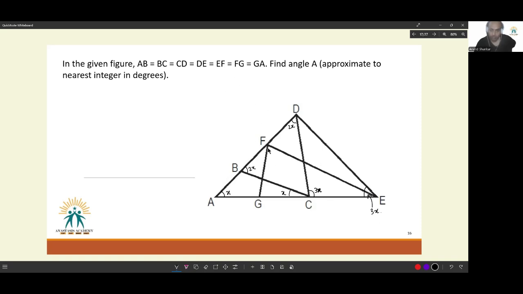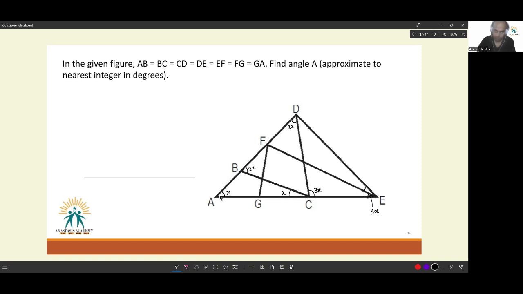Now, sorry, DE is equal to EF. But I don't know this angle here. So I wait. I could potentially write it as 180 minus 6x, but I don't want to write 180 minus something. I want to write everything in x terms only.